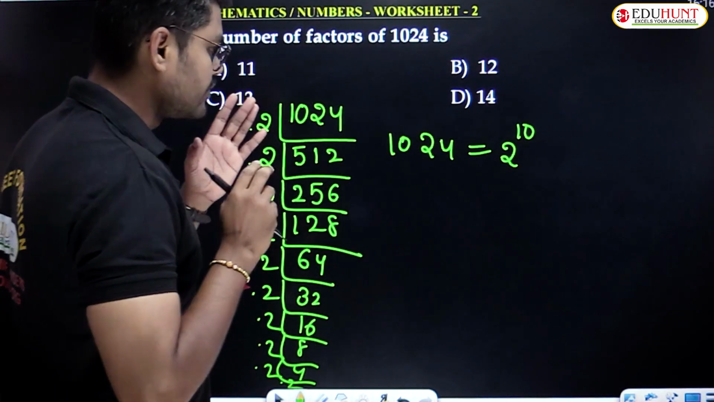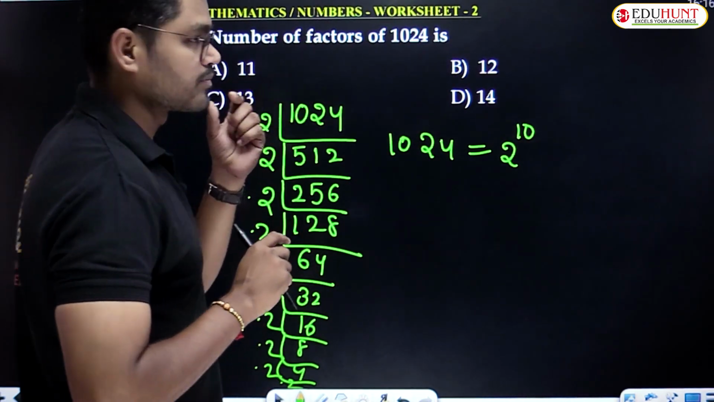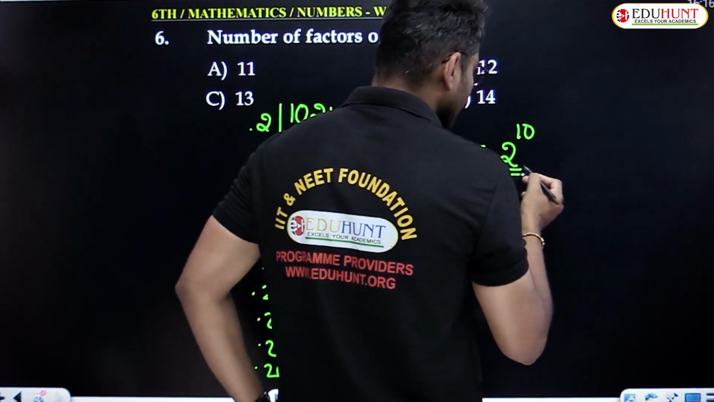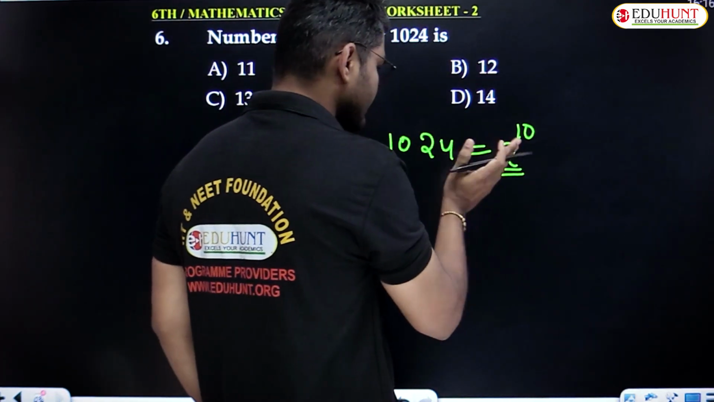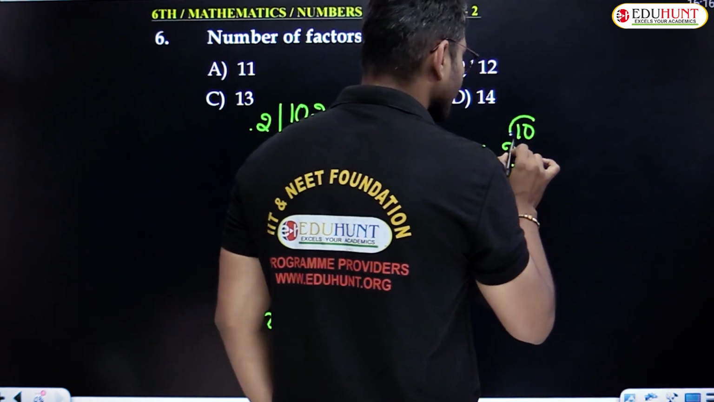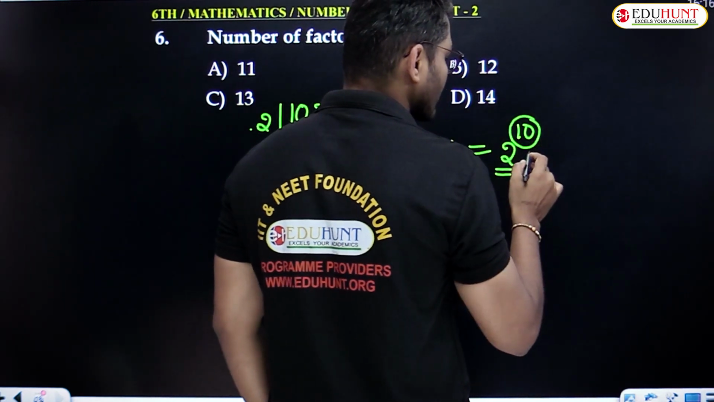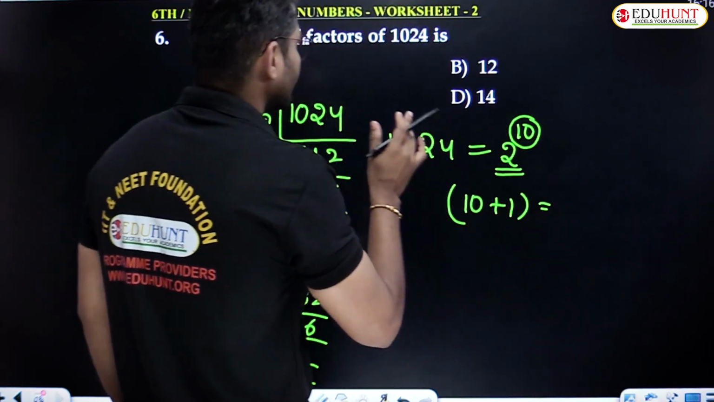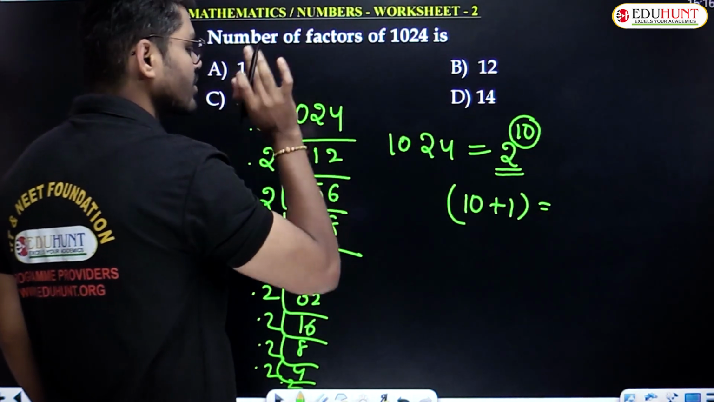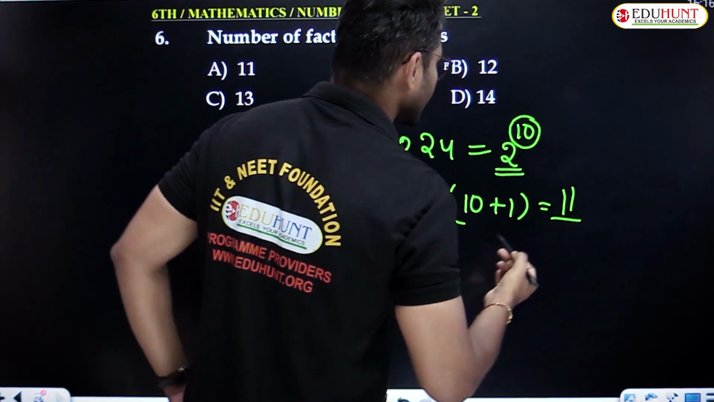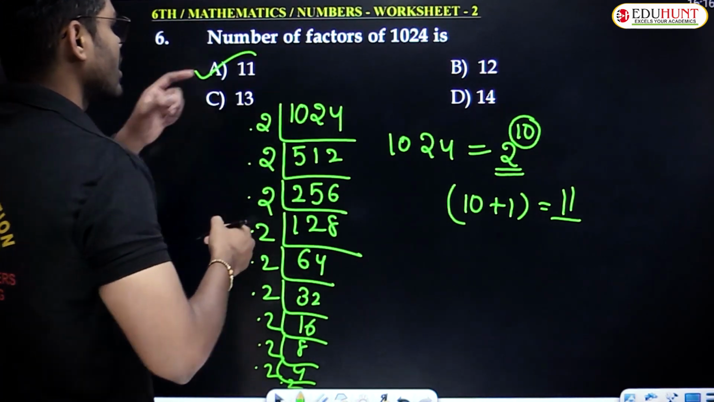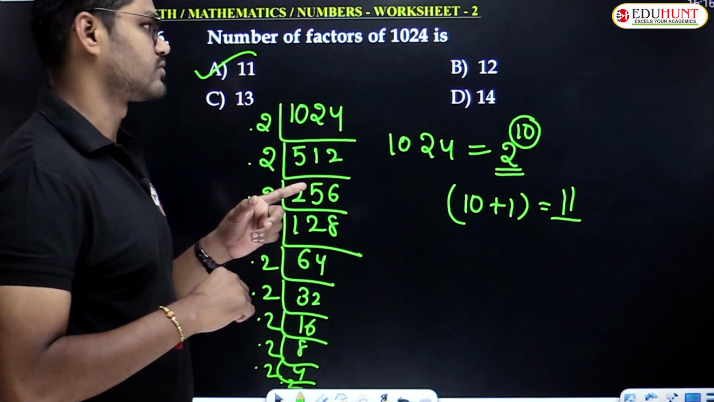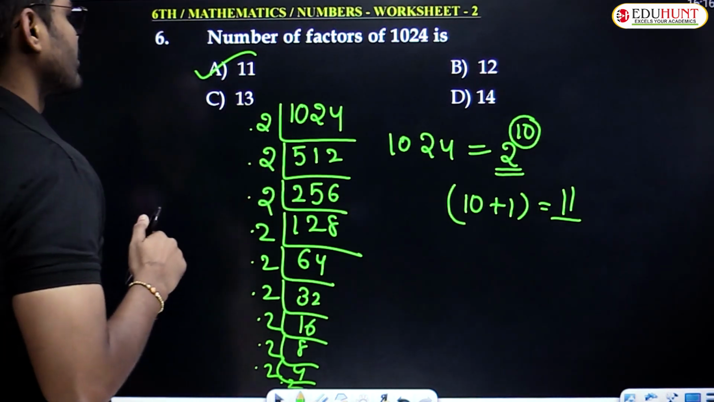Okay, here we should know that there is a simple formula for this one. Take the base aside and take the power of the number. So here the power of the number is 10, add 1 to that number, that will be the answer for this question, that is the number of factors, 11. So therefore 11 is the number of factors of 1024. Okay, it's a very important question, students. Okay, let's solve one more question.